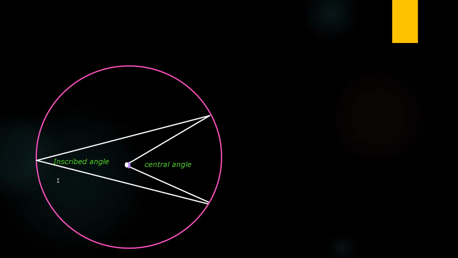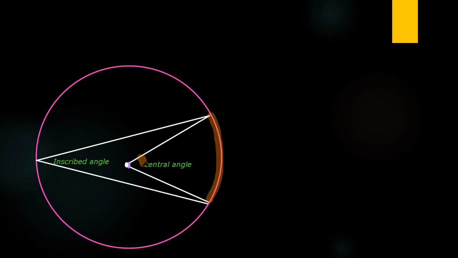So the difference between them: both have two points on the circle, but the central angle's vertex is on the center of the circle, and the inscribed angle's vertex is on the circumference of the circle. This is the difference between them. Now, what's the relation between them? Look at the central angle here, and here we have this arc.